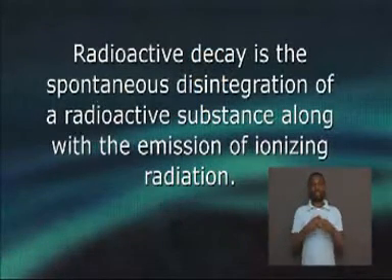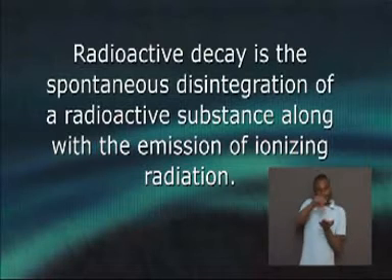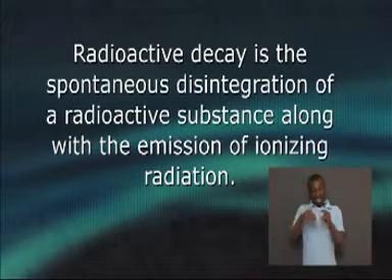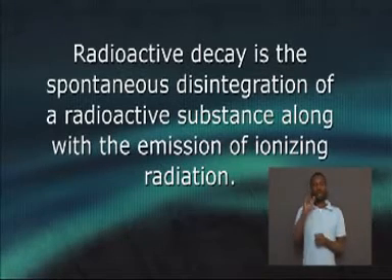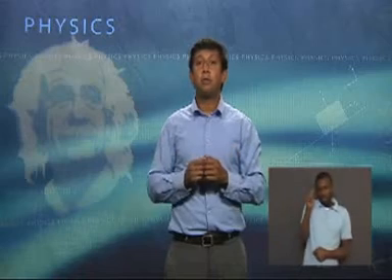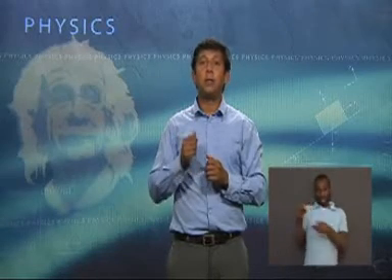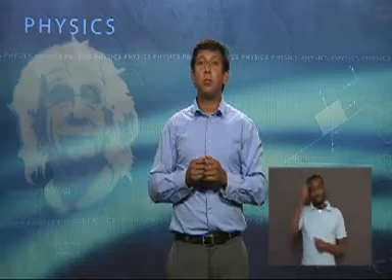Radioactive decay is the spontaneous disintegration of a radioactive substance, along with the emission of ionizing radiation. Atoms decay without any interaction with another particle from outside the atom. According to quantum theory, it is impossible to predict when a given atom will decay. So, radioactive emissions occur randomly over space. However, when a large number of identical atoms decay, it is possible to predict an average decay rate.